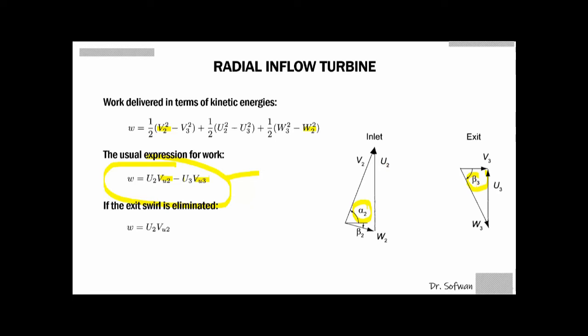If the exit swirl velocity is eliminated in this equation, we will end up with only the first term, which is U2 multiplied by VU2, which means the exit swirl term is cancelled.